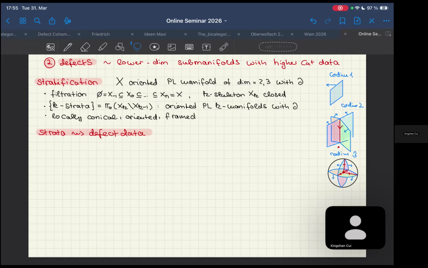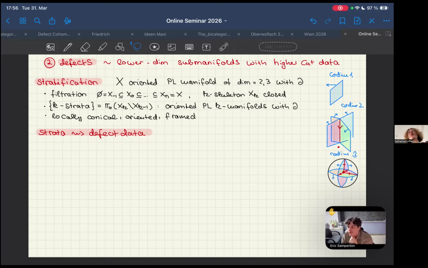Catherine, and there's a question by Eric. Yeah, I have a couple questions. So does this data imply the data of a normal framing of the strata? I think so, yes, for the codimension 1 strata and for the codimension 2 and codimension 3 strata, but not for the 0 strata. Cool. And then, I'm also a little unclear, maybe you said it and I didn't understand.